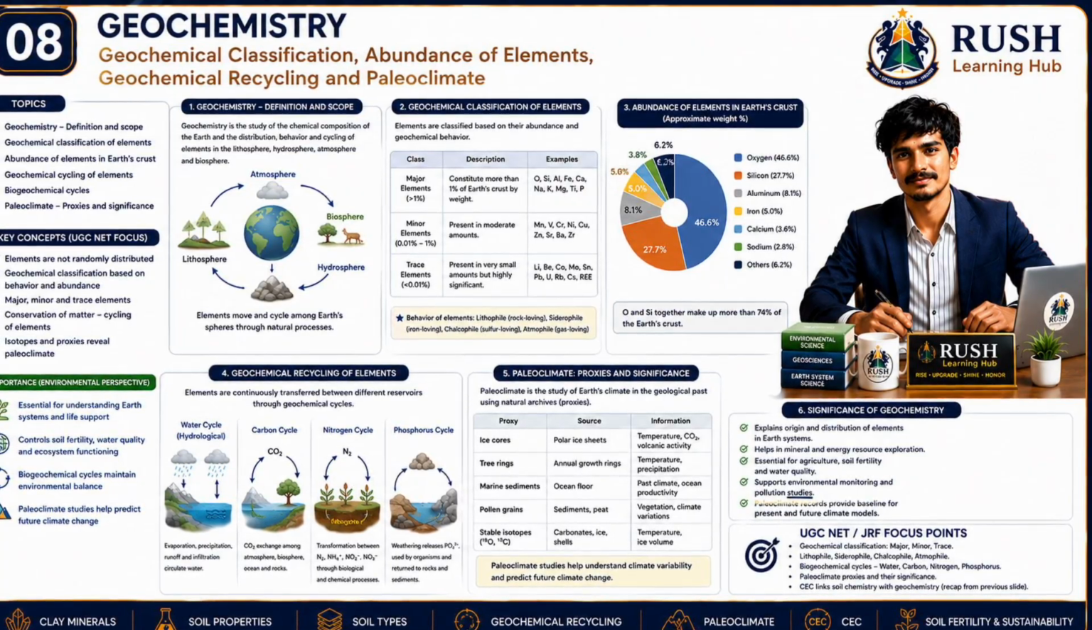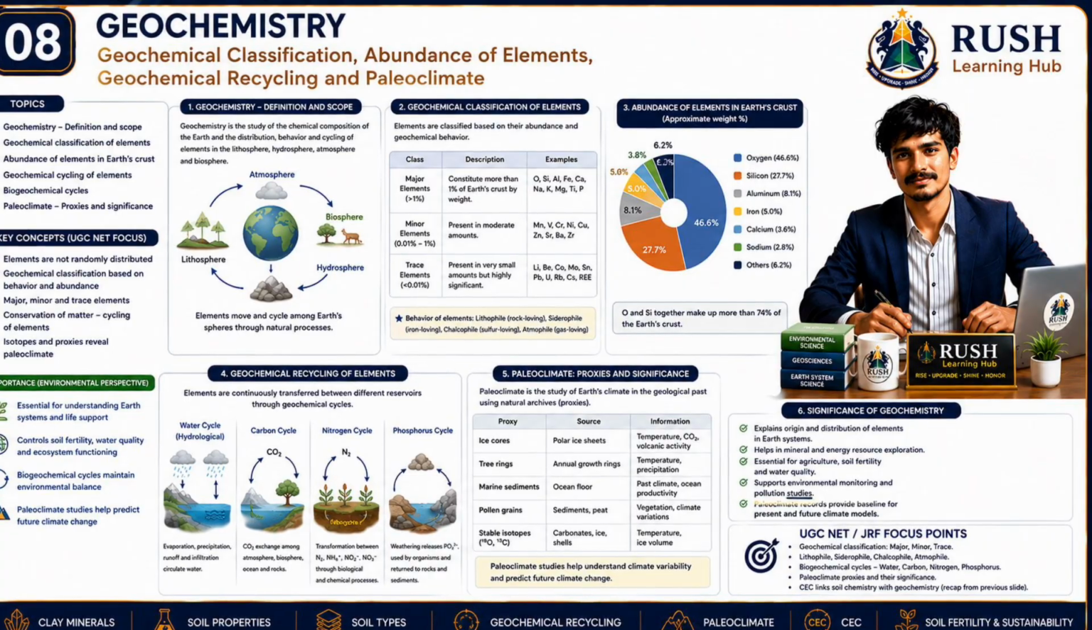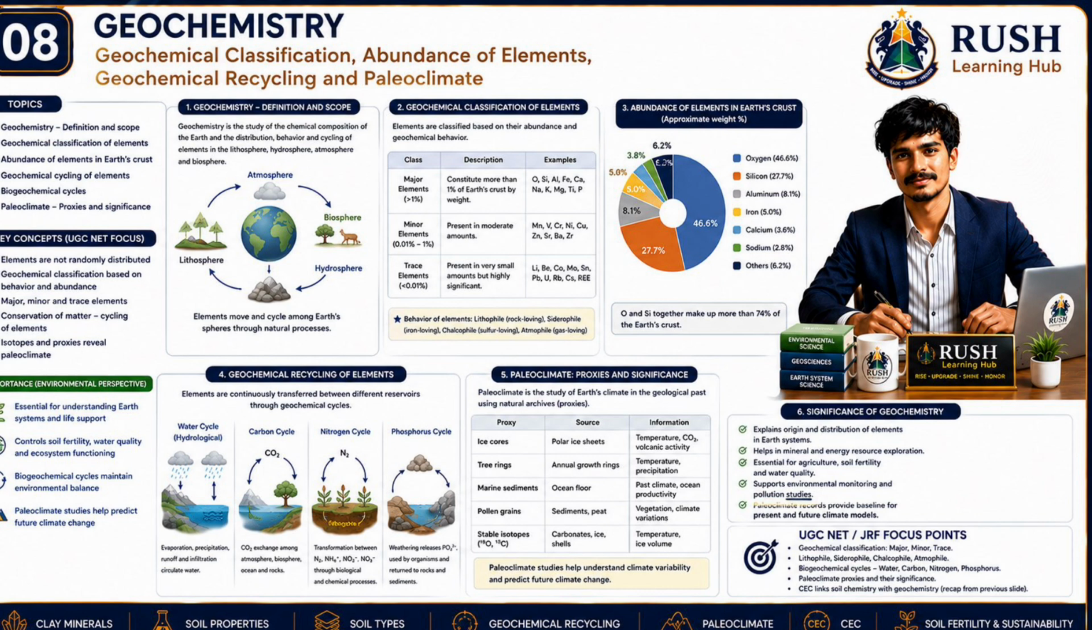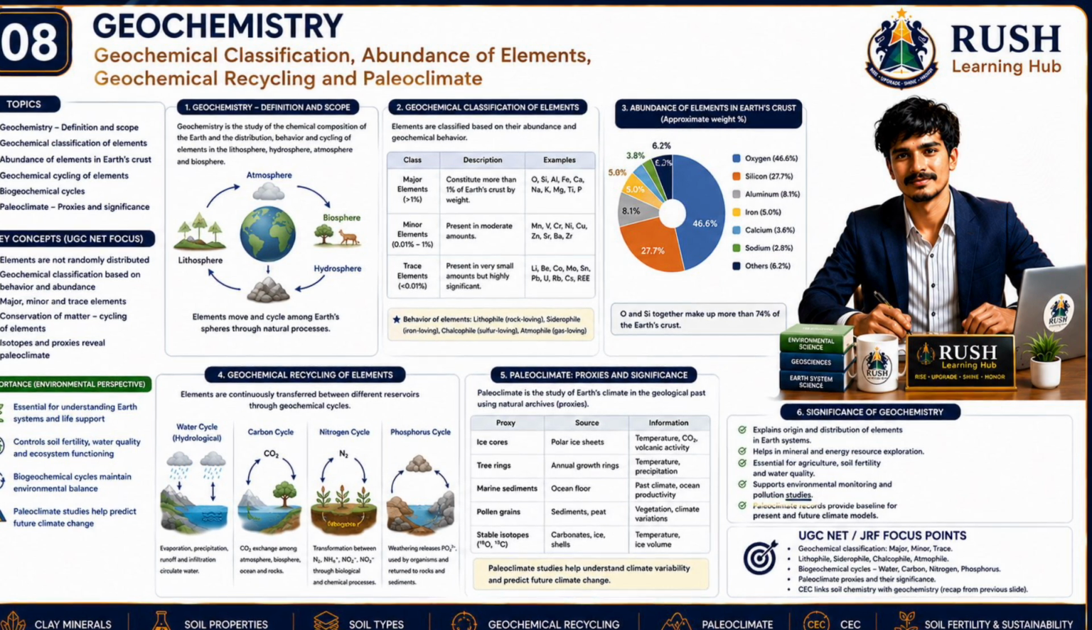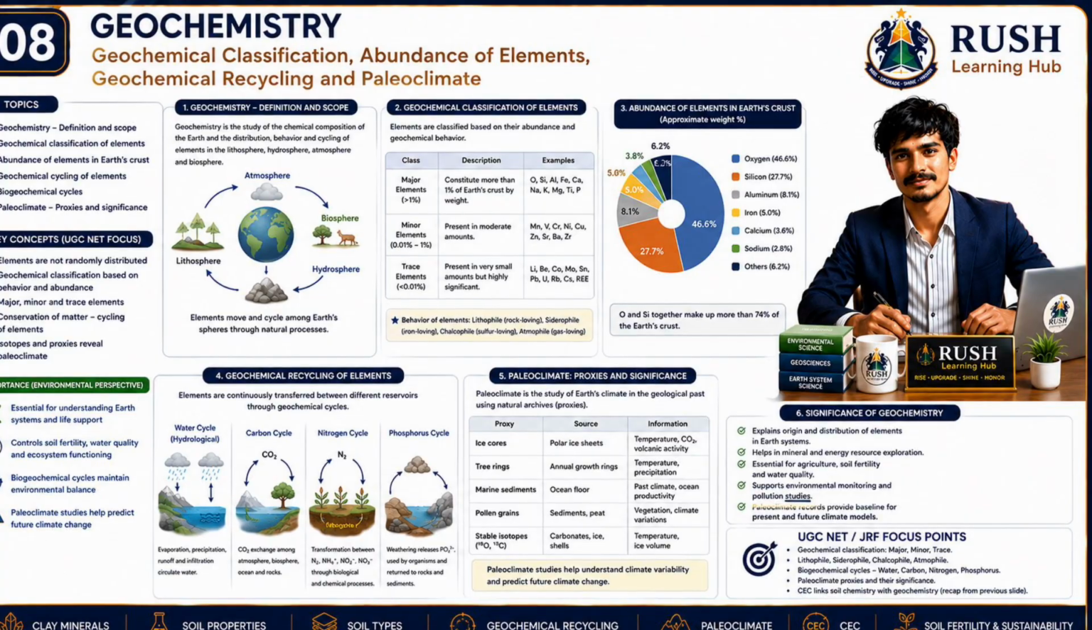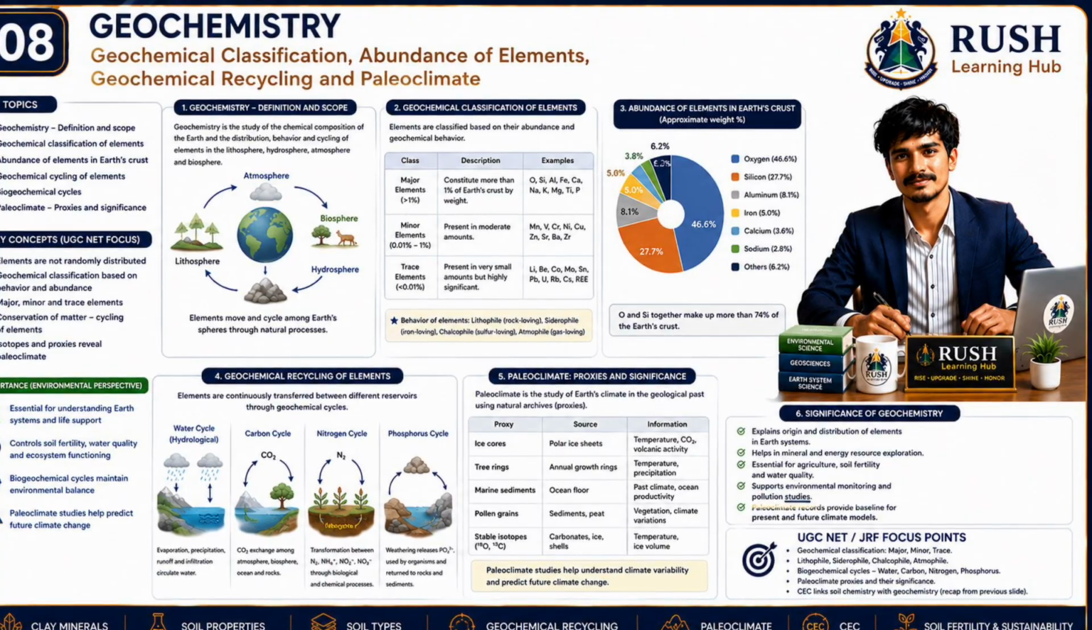In the hydrosphere, oxygen and hydrogen are predominant. In the biosphere, carbon, hydrogen, oxygen, nitrogen, phosphorus, and sulfur are essential elements. Let us now understand geochemical recycling.